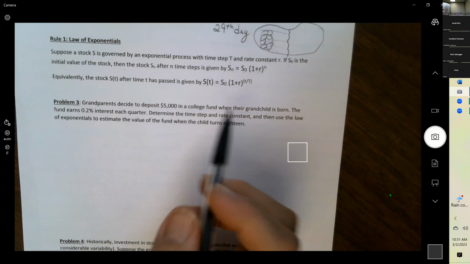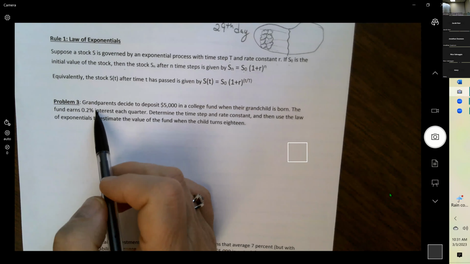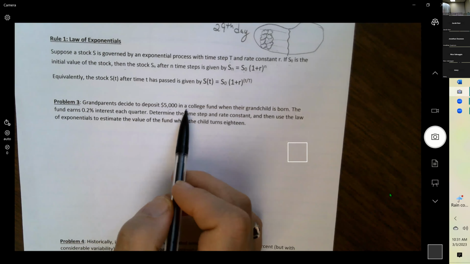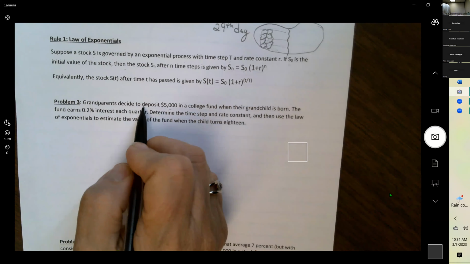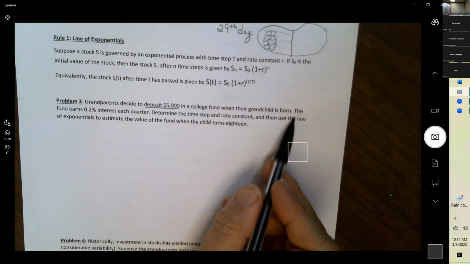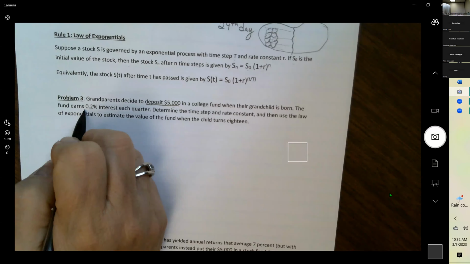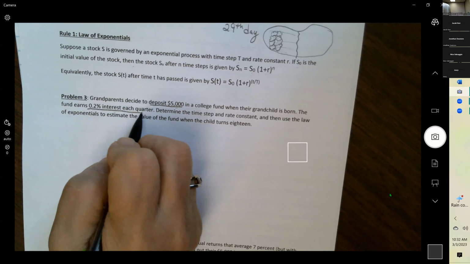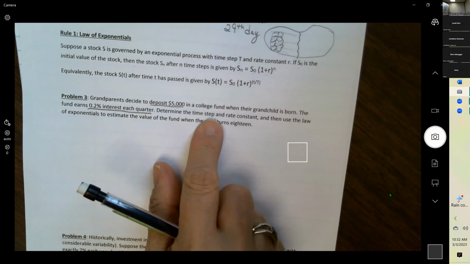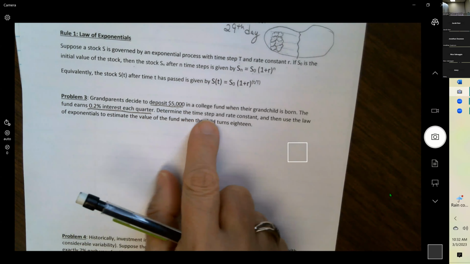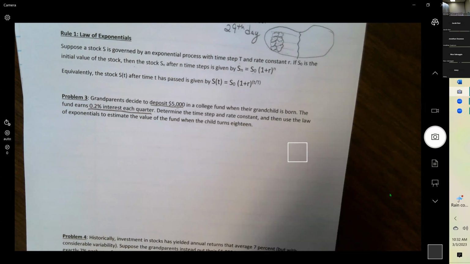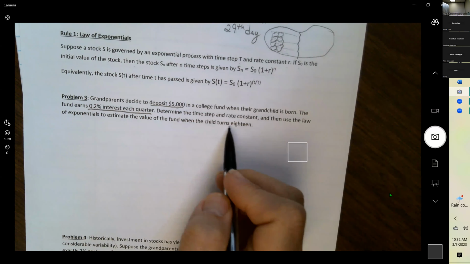Okay, let's look at this example. Grandparents decide to deposit $5,000 in a college fund. I like to underline important areas. In a college fund when the grandchild is born. They earn 0.2% interest each quarter. Determine the time step and the rate constant, and then use the law of exponentials to estimate the value when he turns 18.